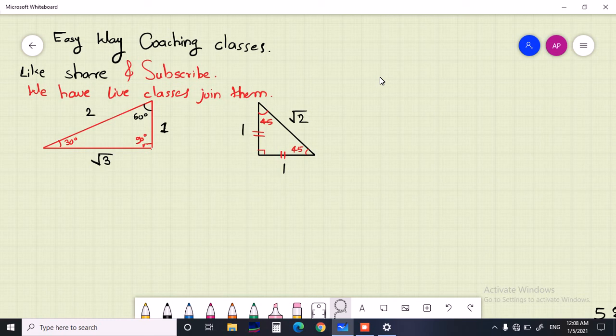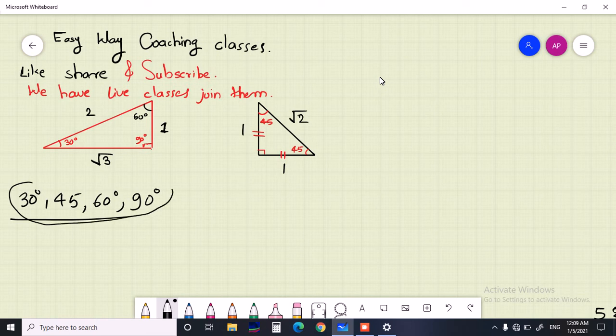Today we will discuss how to calculate any angle of trigonometric functions like 30, 45, 60 and 90. You don't need to mug them up. You have to remember only these two figures and you will be able to do anything with these values. Very easy. Now pay attention to this.